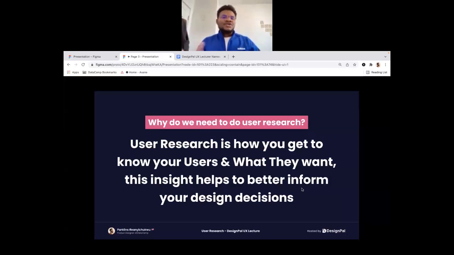So why do we need user research? We need user research to know about the users, to know about what they want, and we use this insight to better inform our design decisions, quite simply, right? It is, again, just that and not such a big deal. It is a simple technique.